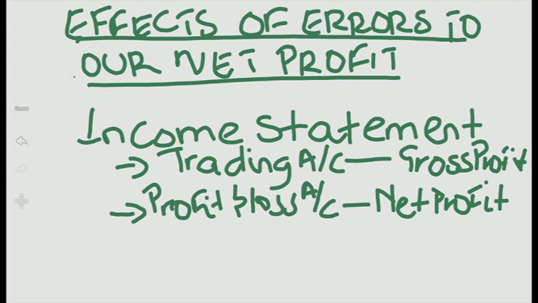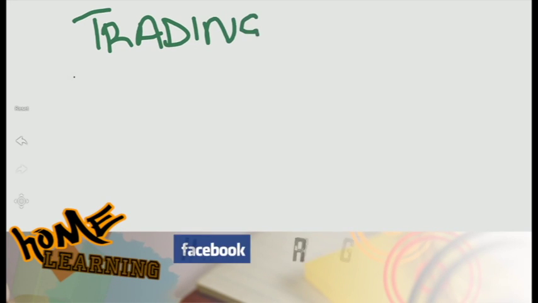When we look into our income statement, it is divided into two, but definitely for you to get the net profit, you first have to know your gross profit. So transactions or accounts that will affect the trading account will definitely have an indirect impact on your net profit. Let us look at how we prepare the trading account. We are just reflecting on this, the trading account.